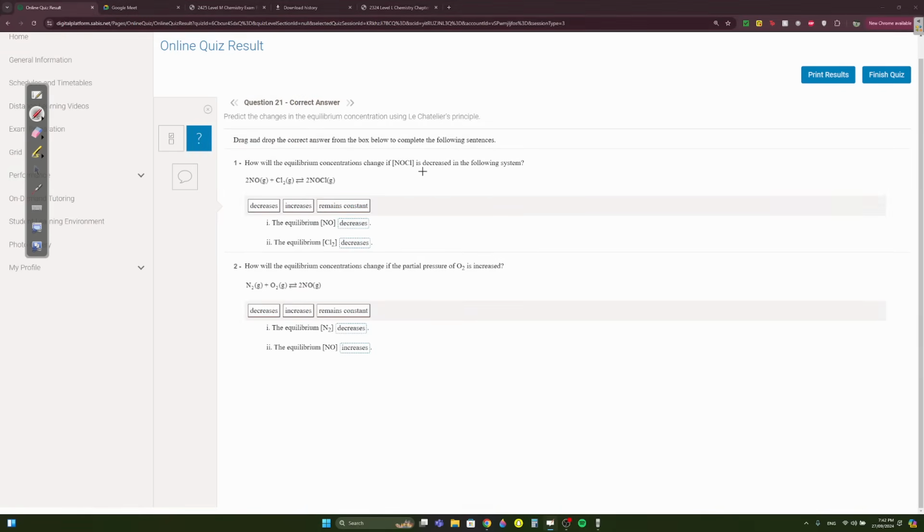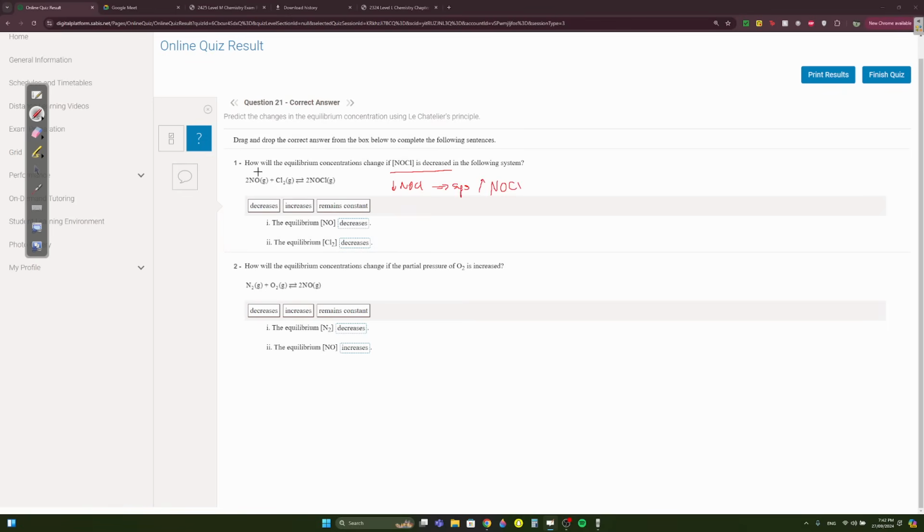How will the equilibrium concentrations change if NOCl is decreased in the following system? If NOCl is decreased. Did I say increased? Anyway, if you decrease NOCl, the system will have to increase NOCl.